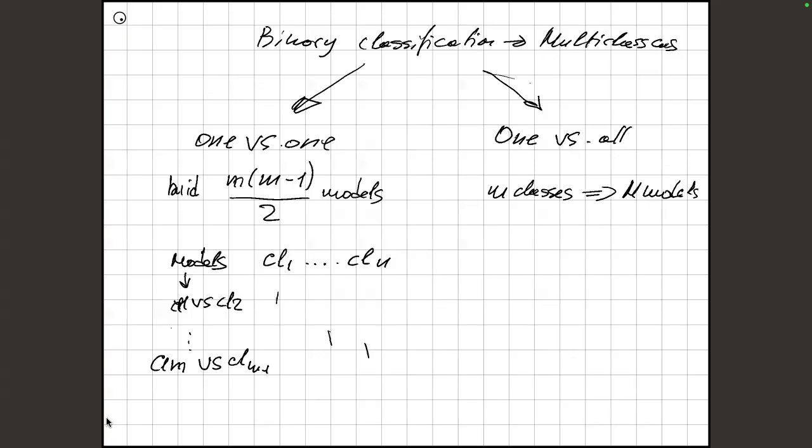And then you take basically the largest value. So for a given sample, you test again the models and take the largest value. And you take the model for the class with the largest value. You take the class with the model which results in the largest value.